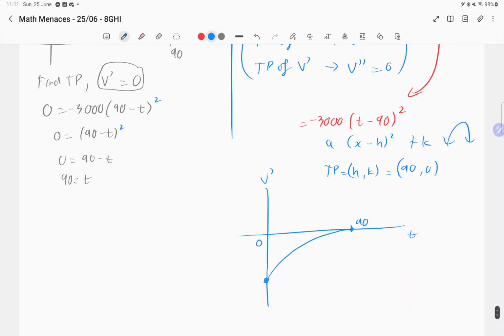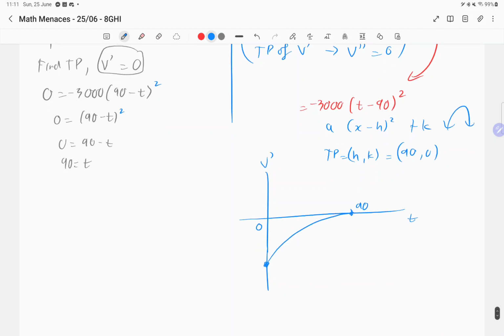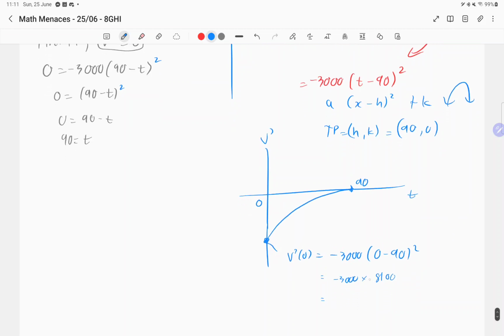And then you've got to find what happens when t equals 0. So when you sub 0 into t, you get 90 squared times 3000. So if you really want to work it out, this one would just be v dash at 0, so the initial rate of emptying. So that would be negative 3000 times 0 minus 90, everything squared, which is 90 squared. So that would be 81, and then 2 zeros, times negative 3000. All right, so 3 times 81 is 240 plus 3 is 243. And then you add back the 5 zeros. And negative. Yeah, so this number there is negative 243 and 5 zeros.